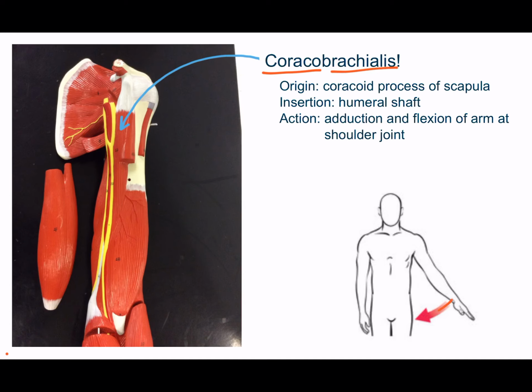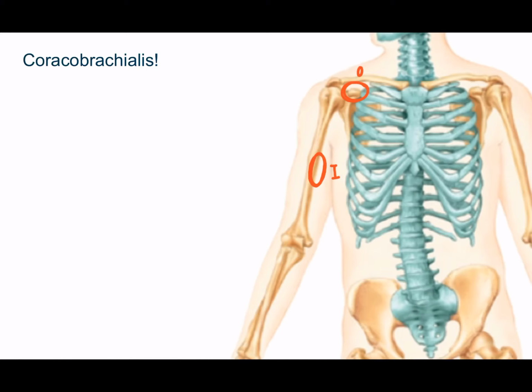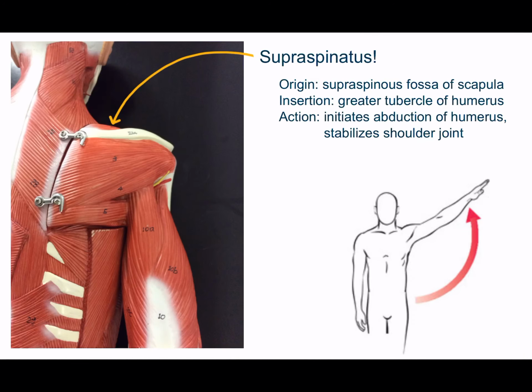So adduction of the arm at the shoulder joint is just bringing it down from here down to here. You add your arm back to your body. So you'll see how origin insertion works: if your arm's out here, it's going to tighten up and shoot back, which is going to make it want to decrease the amount that it's contracting and pull your arm in.